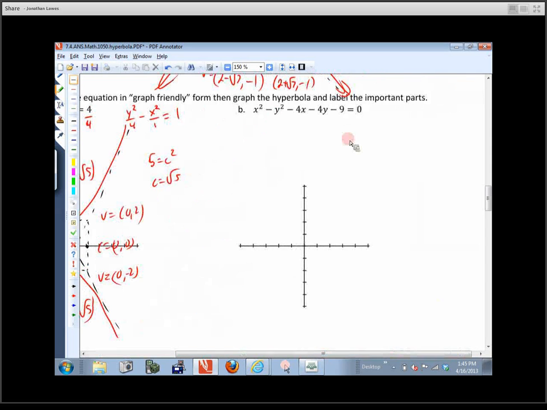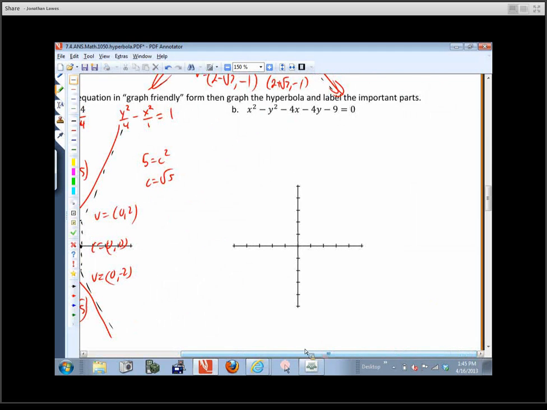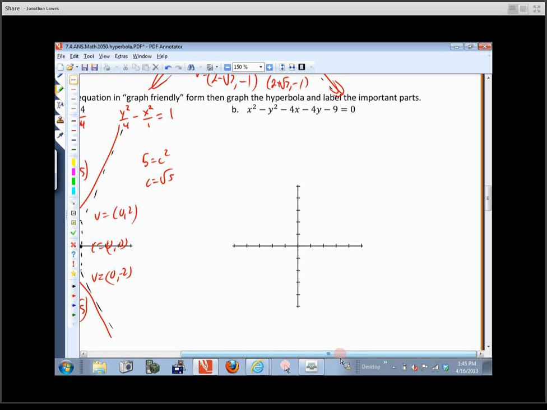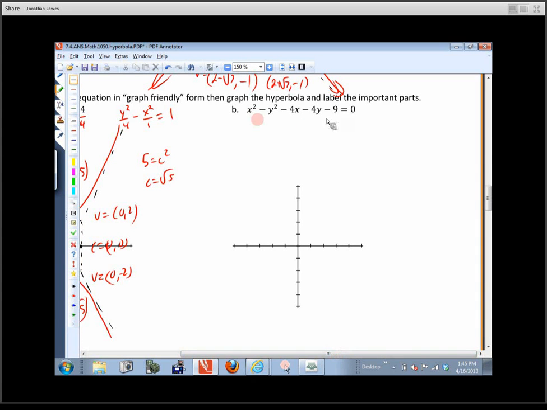Okay. Amelia, what's wrong with this? Oh, it's all on the same side. Okay. All on the same side. We need some number over here. And what else? Haven't factored, we haven't completed the square, right? Remember, every one of these in their graph-friendly form has a perfect square in it. So we're going to collect the x's together. That's going to be x squared minus 4x. And then I'm going to collect the y's together. That's minus a y squared minus 4y. And then over on the other side, I can put a 9.